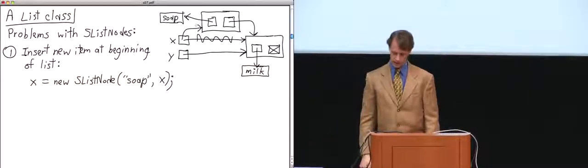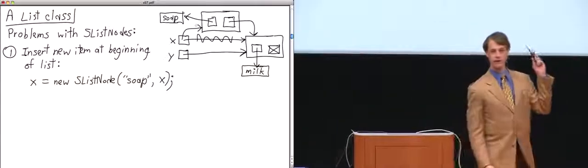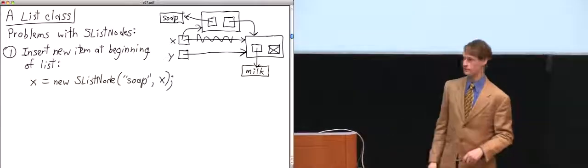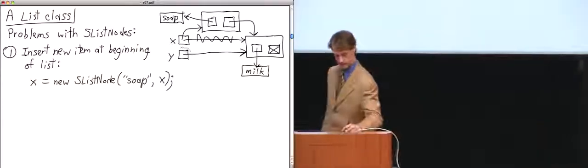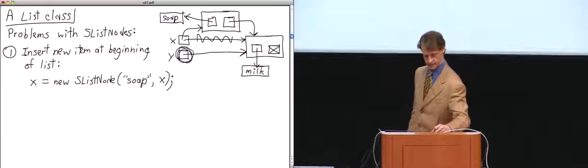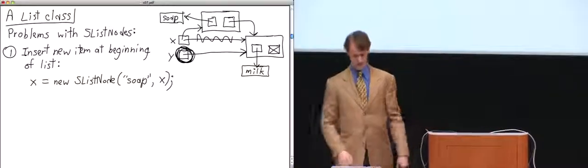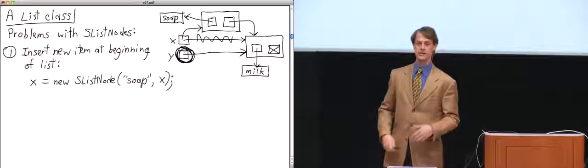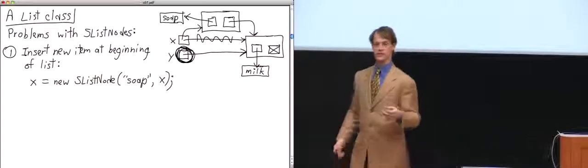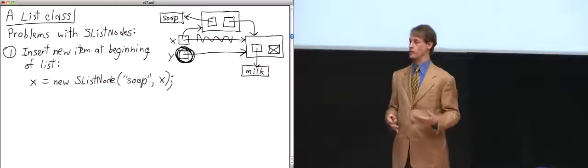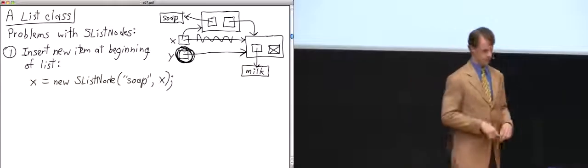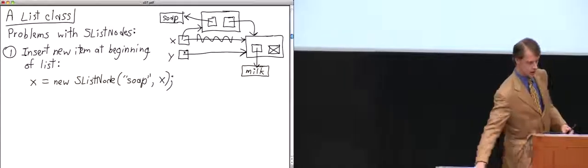What's wrong with this? Well, now if your roommate goes shopping for groceries, he'll forget to buy the soap. Because why? Your roommate's list still points just to the milk. This is not desirable. When you add something to a list, you want everyone who's got a pointer to that list to see the changes. So that's a problem.